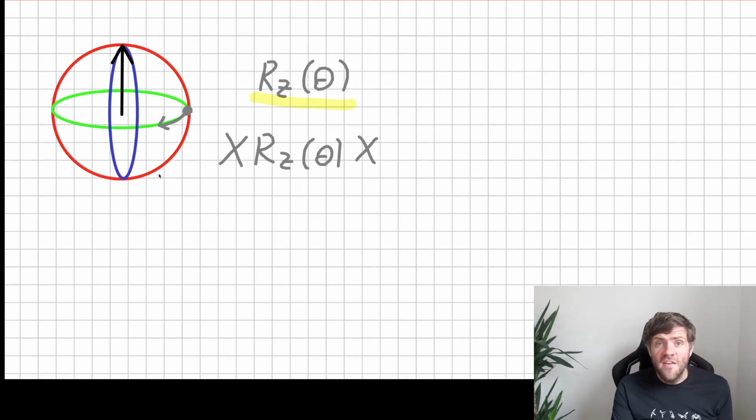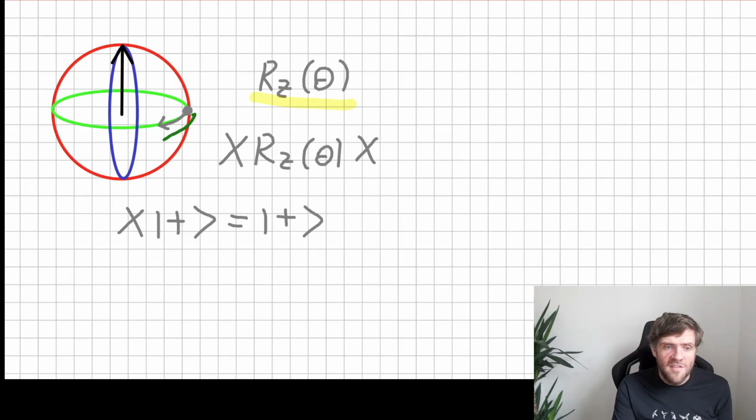So now let's look at a case of doing an X and then that same rotation and then another X. So what happens if we do an X in this case? Well, because we are looking at an example which starts off in the plus state, and we know that an X applied to the plus state is just the plus state, then we do this X and we go nowhere. Then we do the z rotation, and because we start off in the same place and do the same rotation, we get to the same place.